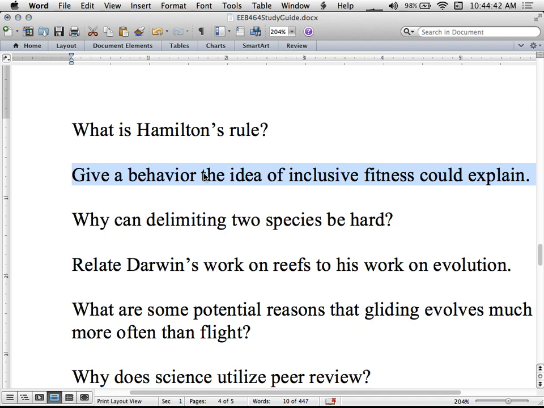Helpers at the nest would be a good example, right? Possibly. So why stay and help your parents raise your siblings, right? Well, individual selection could be that you're practicing raising offspring, so when you do it on your own with your kids, you won't drop them on their heads. But the inclusive fitness idea is that they have half your genes, and so by helping raise them, you're helping to pass on your genes.